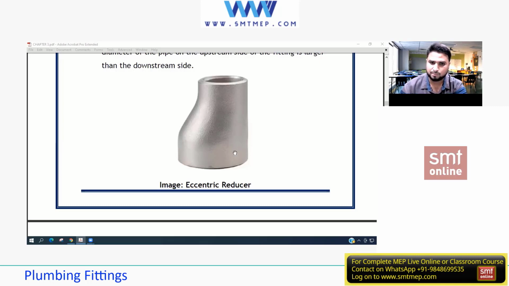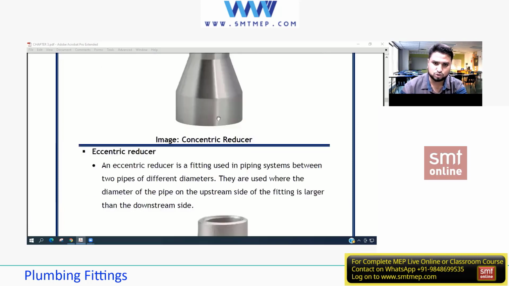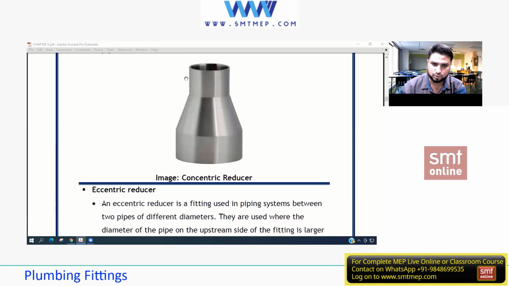For example, if I have this kind of reducer over here and the water is going, you can see there's a shift in this. I mean the shape is like this. It's not flat. So what happens? It might create air bubbles over here, or it might have an air gap. First of all, yes or no? Yeah. Second thing, what happens over here? The cavitation will be forming.